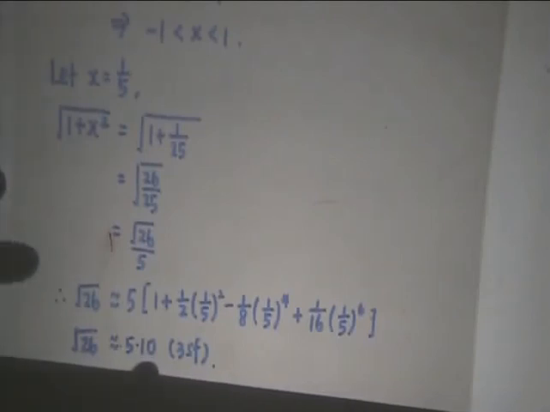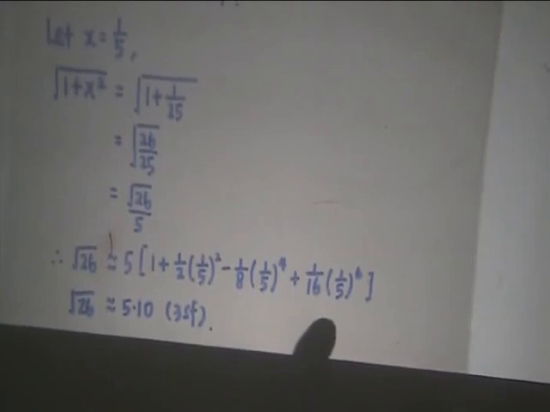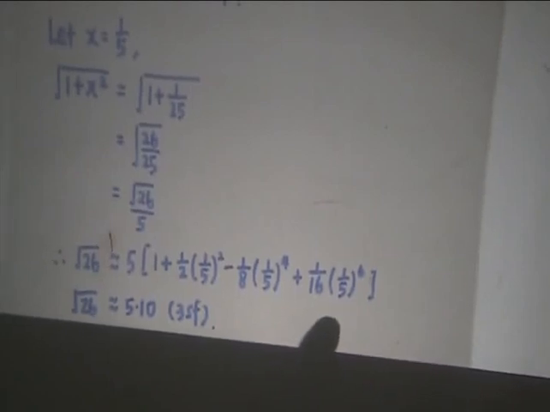Now at this point, you may want to use your calculator to calculate square root 26. You will see that it is very near to 5.10, which is the value that you calculate from this expansion. So this is one of the applications of binomial expansion.